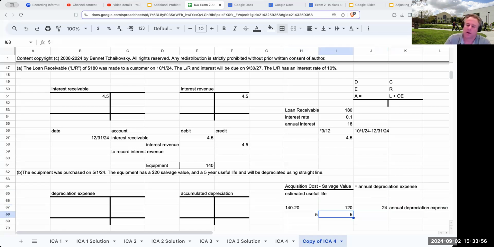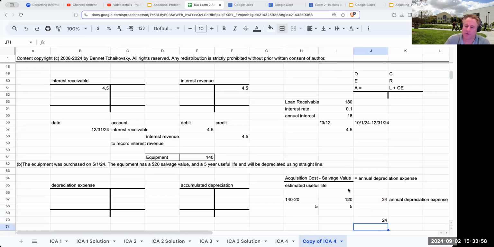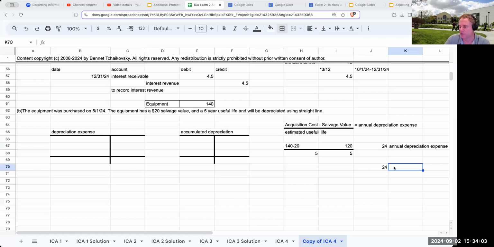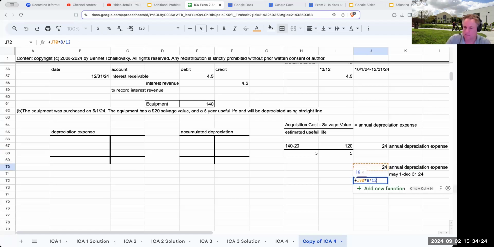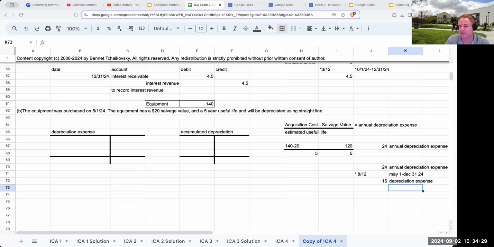However, this is the annual number, right? I did not use the equipment for the entire year. So over here, how long did I use it for? May, June, July, August, September, October, November, December. I used it for 8 months. So 16,000 will be my depreciation expense.